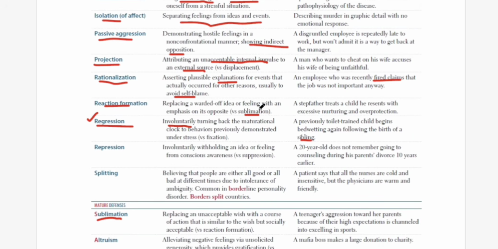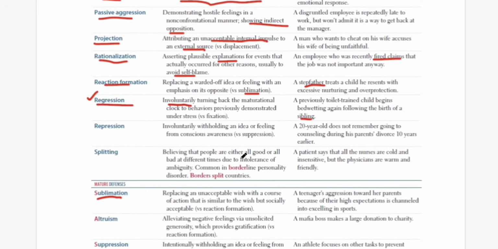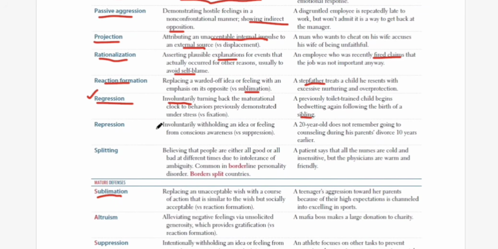Let me give you an example of this too. A stepfather feels some resentment towards his child, but instead of showing it, he treats the child with excessive nurturing and overprotection. So they are hiding their unacceptable feelings by doing the opposite things. Sublimation is when someone turns an unacceptable impulse or feeling into a positive and socially acceptable action. This is usually voluntary, and reaction formation was involuntary.